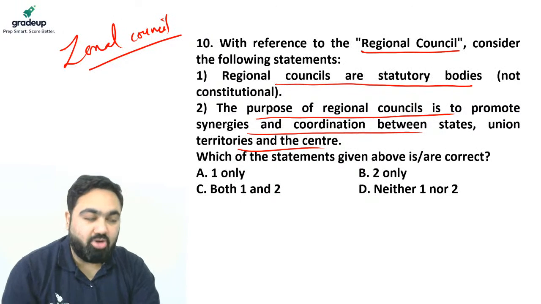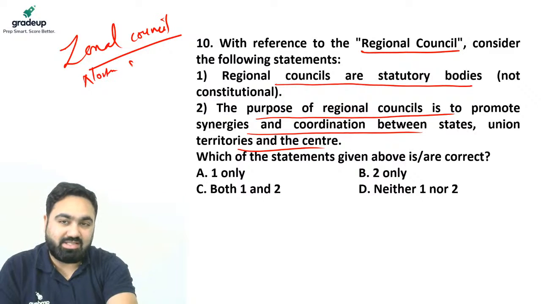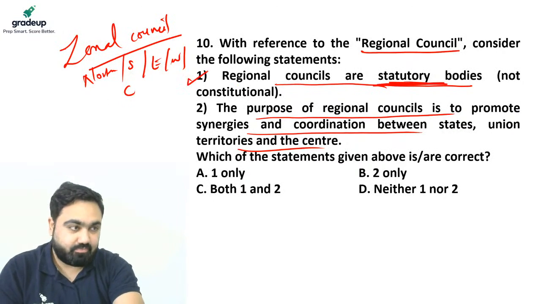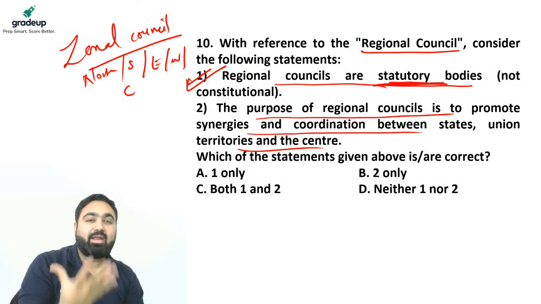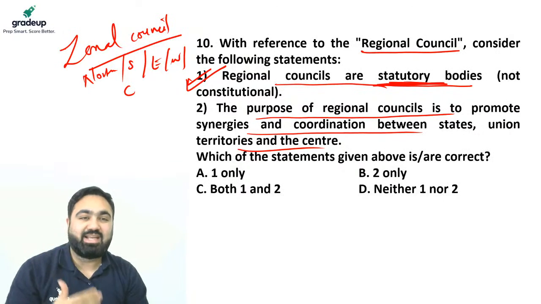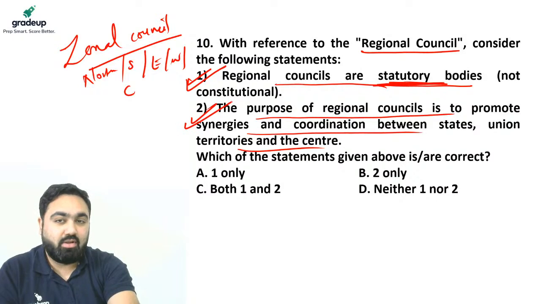You all would have read about the zonal council, regional council. As you know, there's a north zone council, there's a south zone council, east zone, west zone, and central council. These are all statutory bodies. This is correct. These are all statutory bodies. Number two, these are made to promote coordination between the center and the states or the union territory. This is also correct. How?